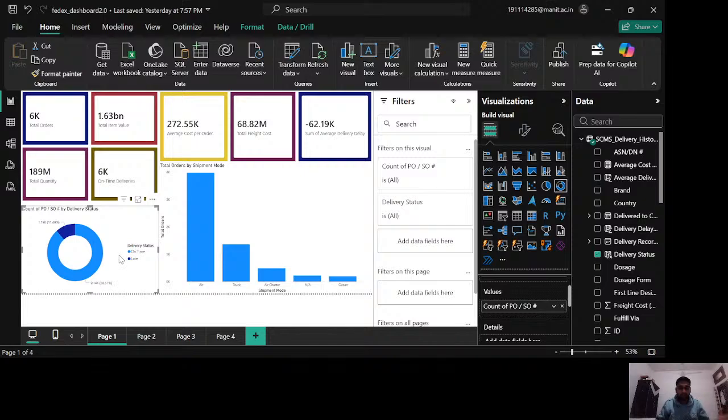Now moving on to our first visual, which is the count of the purchase order and sales order by delivery status. Here we can see that we have 9.14K orders on time and only 1.19K orders not on time. So we have nearly 88.5 percent of orders on time and 11.5% of orders not on time. So most of our orders are not delayed and are delivered on time.